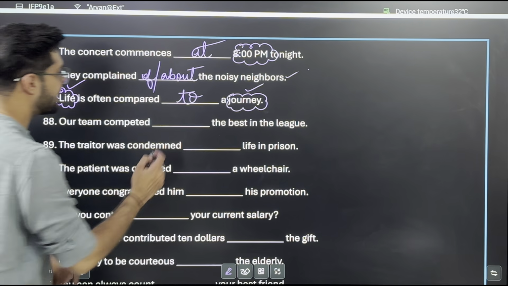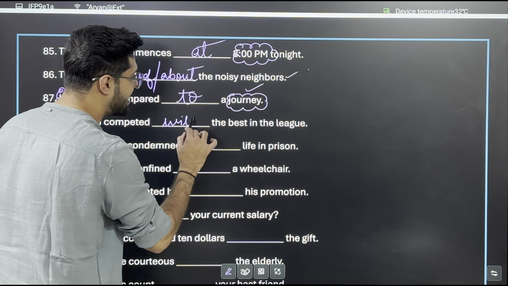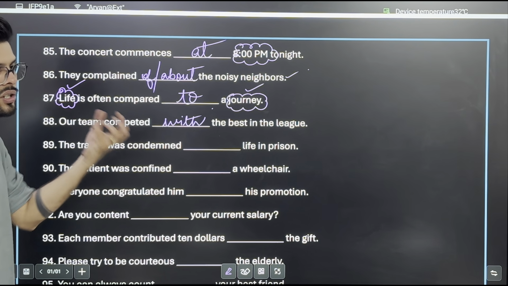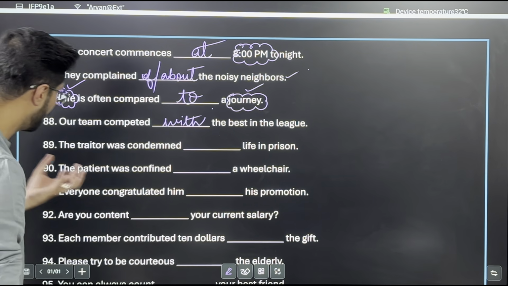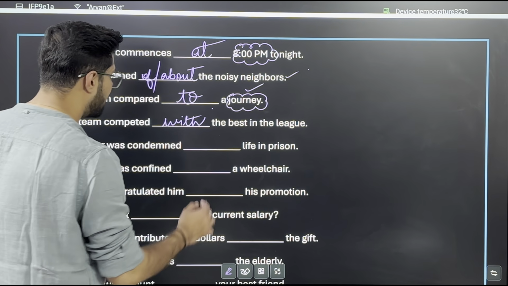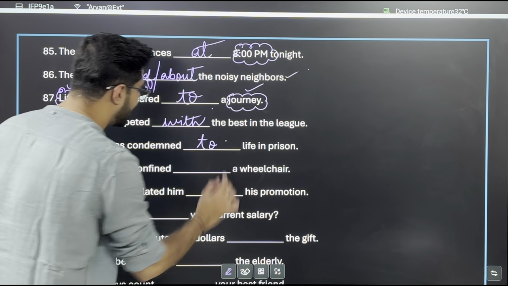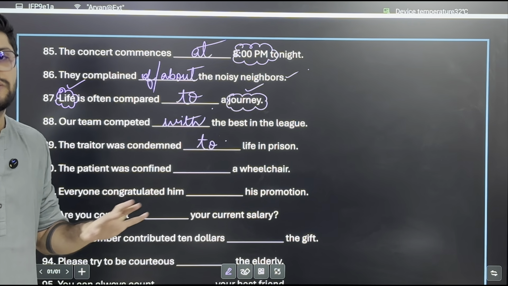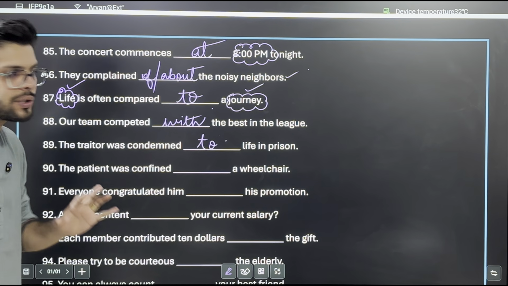Our team competed with the best in the league. ठीक है. With the best team in the league. Not competed against, go for competed with them. The traitor was condemned to life in prison. Condemned to means sentenced to life in prison. यानी आजीवन कारावास, जो बोलते हैं ना, जेल की सजा सुनाई गई उसको.